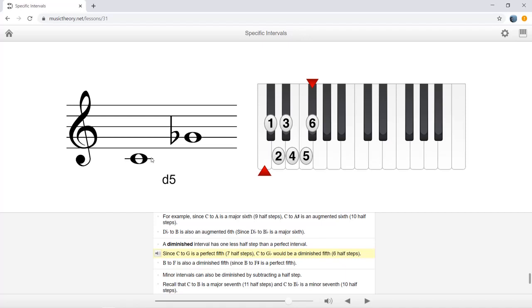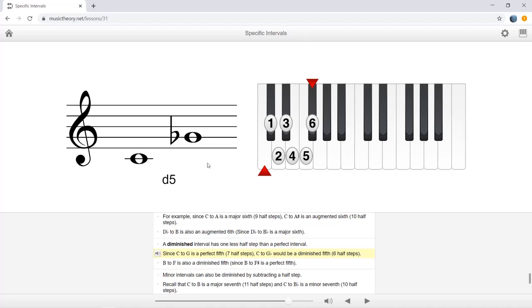So a perfect fifth was 7 half steps. A diminished fifth, 1, 2, 3, 4, 5, is going to be 6 half steps. If you notice, a diminished fifth, this same sound, this same number of half steps, was the same as an augmented fourth. It's the same space, but depending on what we call this, if I call this an F sharp, then these 6 half steps would be an augmented fourth.